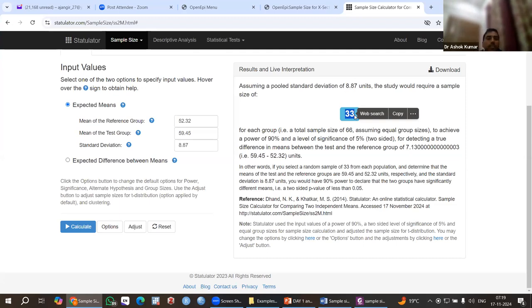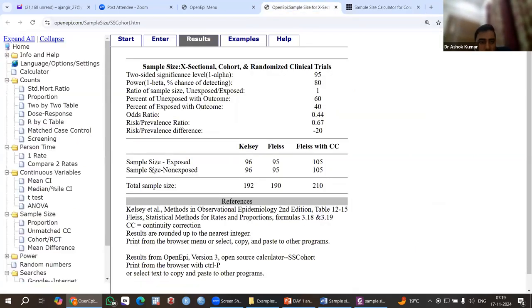We cannot fill standard deviation of both groups. But in OpenEpi, we can fill standard deviation of both groups. So what will happen with this? Okay, click this OpenEpi. Again, go for sample size, then mean difference. Okay, so click mean difference here.